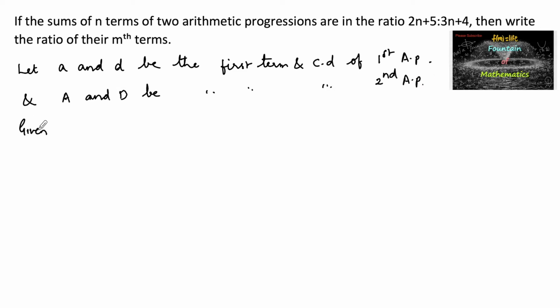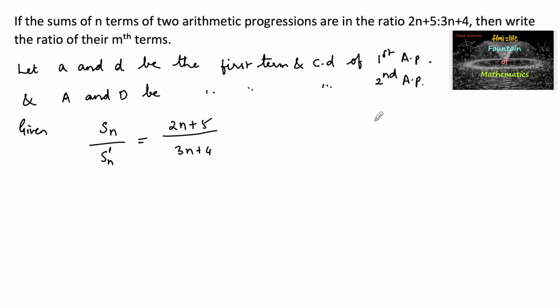It's given that the sums of the n terms of two arithmetic progressions are in the ratio 2n plus 5 is to 3n plus 4. So let us consider Sn be the sum of first n terms of the first AP, and Sn dash be the sum of first n terms of the second AP. The ratio is given as 2n plus 5 upon 3n plus 4.